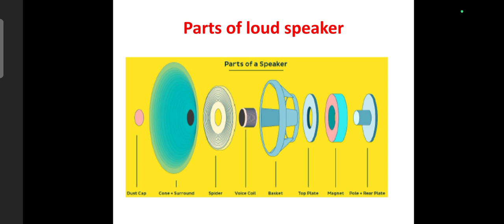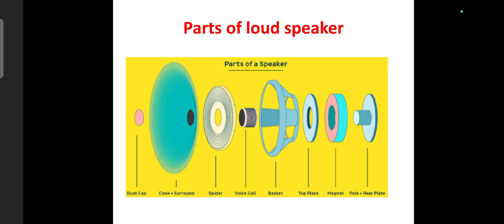Placed inside this magnetic field is a voice coil, which is made of several turns of insulated copper wire wound on a lightweight cylindrical former. The voice coil is free to move inside the magnetic field without touching the magnet. The voice coil is attached to the speaker cone, also called the diaphragm. The cone is usually made of lightweight materials such as paper, plastic or composite fiber. Its main function is to push and pull the surrounding air to produce sound waves.